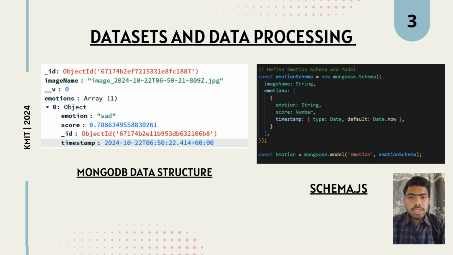Here are some images of how we are storing the data. This is the MongoDB data structure in which we are storing an emotion like happy, sad, etc., and we are giving a score to it, which shows the percentage of happy, sad, etc. We are also giving a unique ID to it, and with that we are providing the timestamp, meaning the time at which the snapshots are taken.